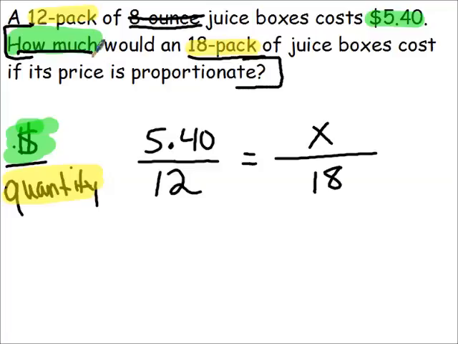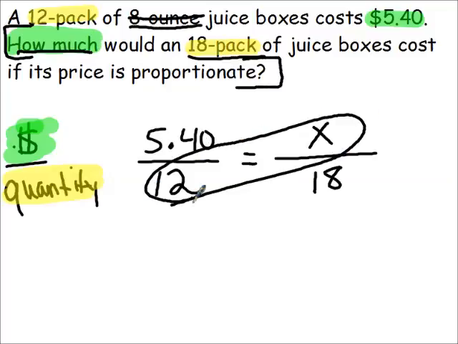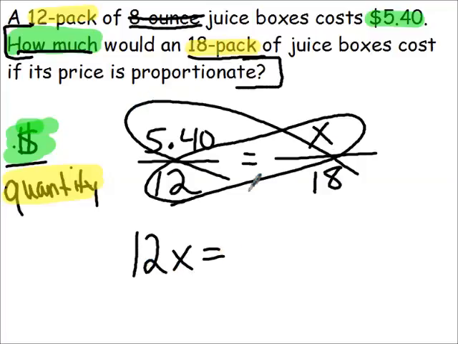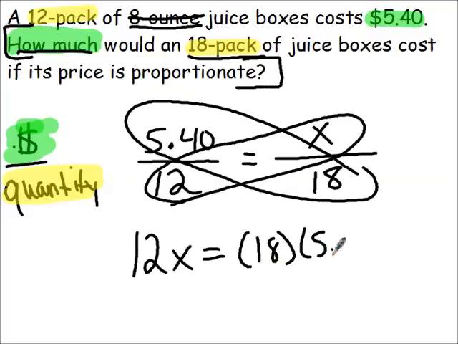So it's $5.40 for a 12 pack, and that would be equal to the cost per an 18 pack, because it says it's proportionate. So now, to set up our equation, we would have 12 times X is equal to 18 times $5.40.